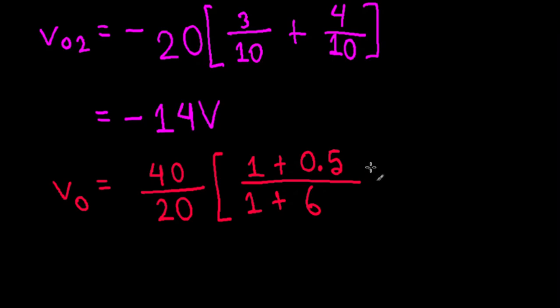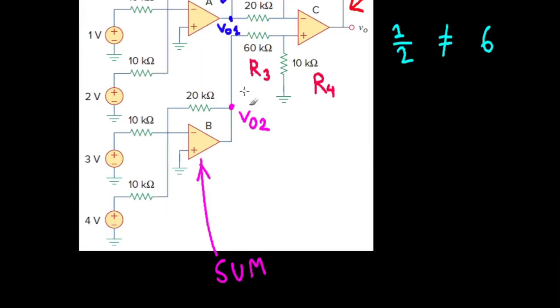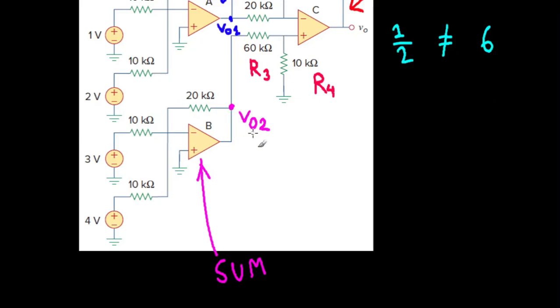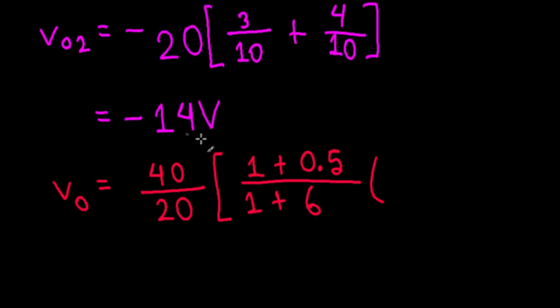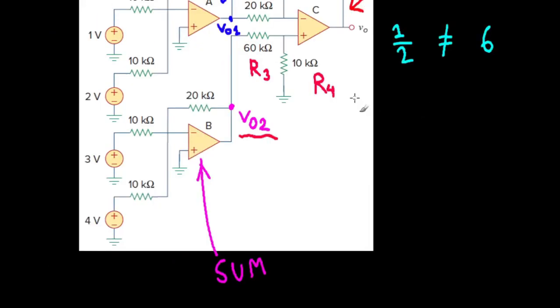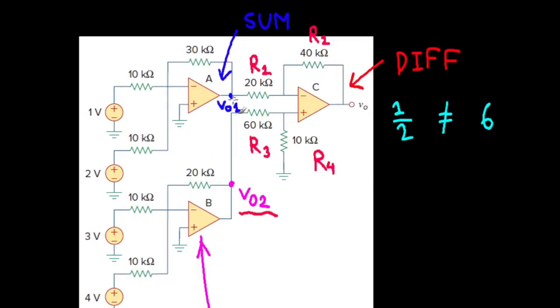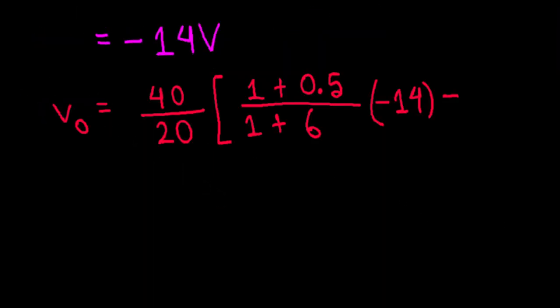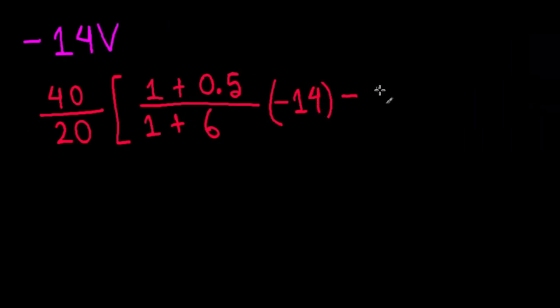This is multiplied by this voltage right here. We called that V2 in the differential amplifier video. So this is basically this voltage right here, and we're going to multiply with that. So we put negative 14 here, that is basically your source here. Minus your other supply voltage, that's V output 1, which is negative 9. So minus negative 9. The negatives will cancel out.